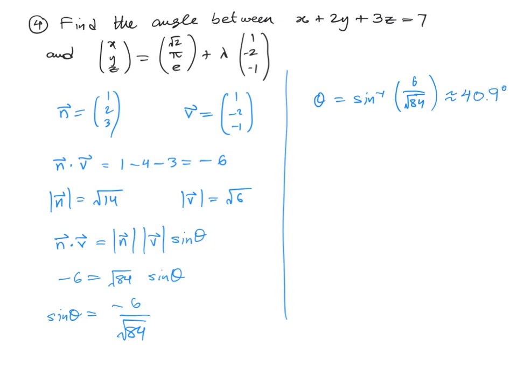So that's the angle between the line and the plane. And again, we did this modified formula because those vectors we were using were incompatible. And that's the end of the lesson.